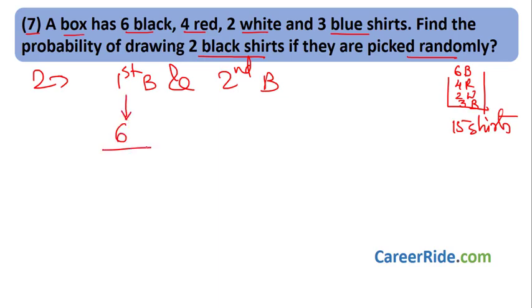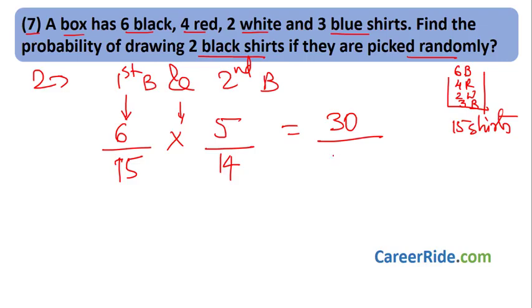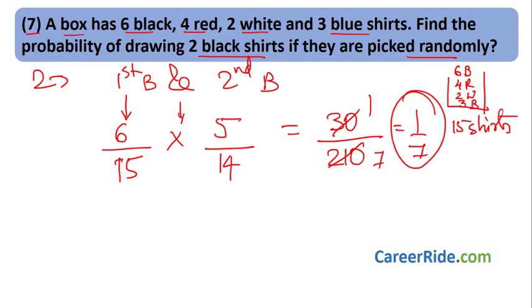What is the probability of drawing the first black shirt? There are 6 black shirts in total, divided by total number of shirts, 15, and "and" means multiplication. I do not replace the shirt. I keep the shirt in hand. So if I want to draw a black shirt again, how many black shirts are remaining? 6 minus 1 is 5, divided by total shirts. Out of 15, already 1 shirt is in my hand, so total possibilities are now 14. 6 fives are 30, divided by 15 into 14, which is 210. That simplifies to 1 by 7, the probability of choosing 2 black shirts. Moving to question number 8.